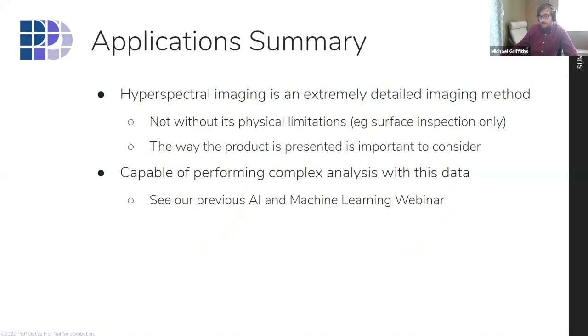Now, do realize that there are some physical limitations, as there is with any vision system. However, with the robustness of the data that this technology creates, you are able to do a lot of computational analysis in order to help overcome these limitations. And if you'd like more information on this, I would suggest looking at our previous artificial intelligence and machine learning webinar, where they go a lot deeper in terms of the data side of things and what can be done on that front. And thank you very much.